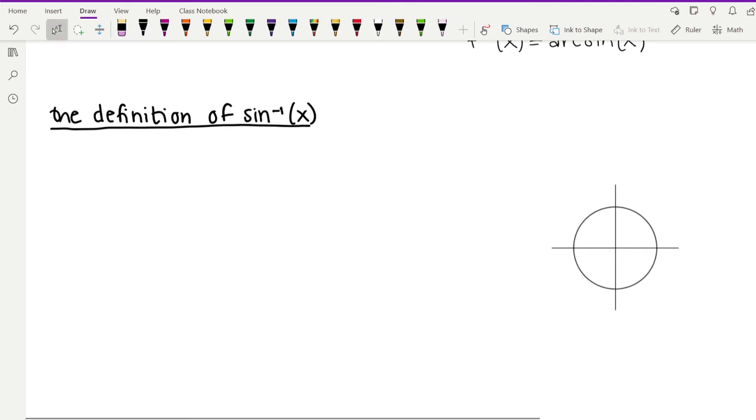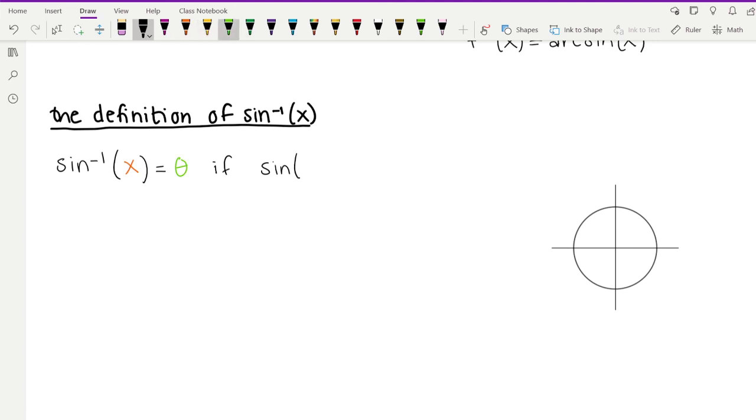Okay, so what is the definition of inverse sine of x? Well, I'm going to write something down very similar to what we had before. So inverse sine of a number x is going to be equal to theta if sine of theta is equal to x. And then in this case, the part of the unit circle we're going to actually be looking at, it's no longer going to be from 0 to pi.